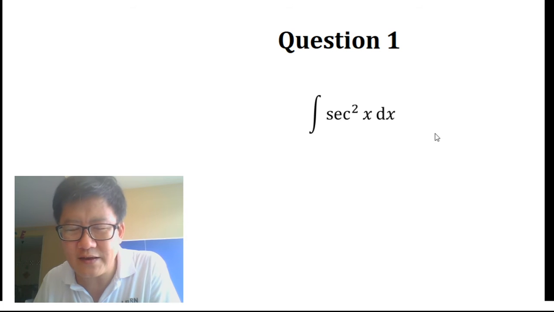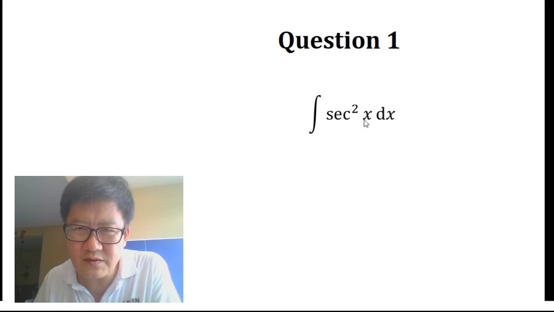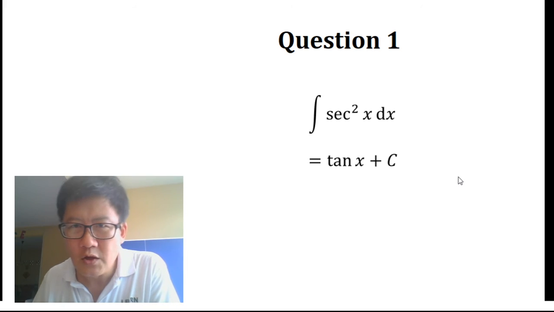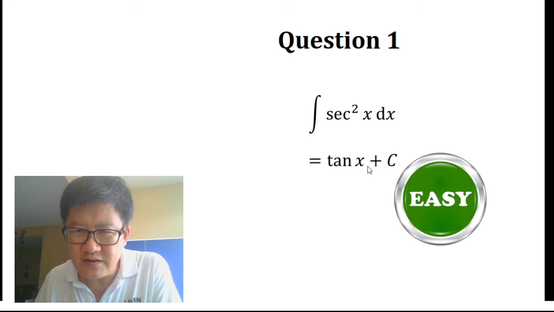For the first question, I'm going to show you the integration of secant squared x with respect to x. And this is a very standard question. You should know the answer. When you integrate secant squared x, you get tangent x and you add the arbitrary constant.